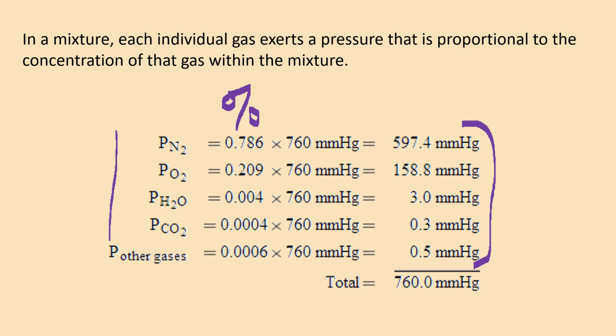And so notice when we add up all these partial pressures, 597 plus 158 plus 3 plus 0.3 plus 0.5, when we sum them, notice that we get total atmospheric pressure, 760 millimeters of mercury.